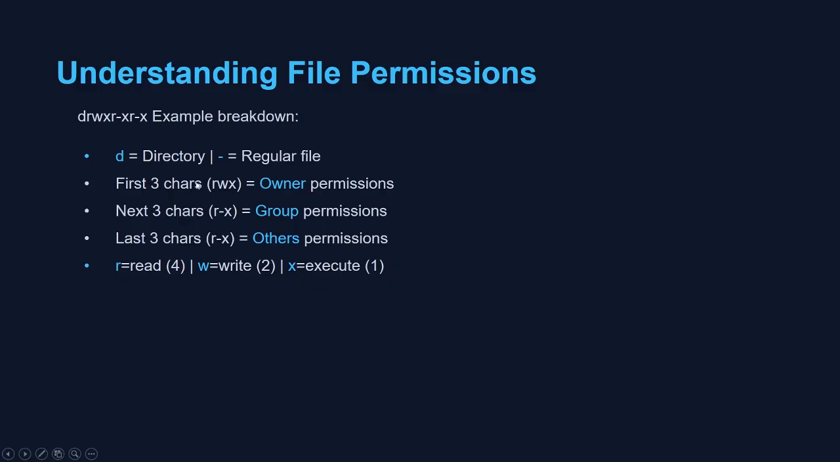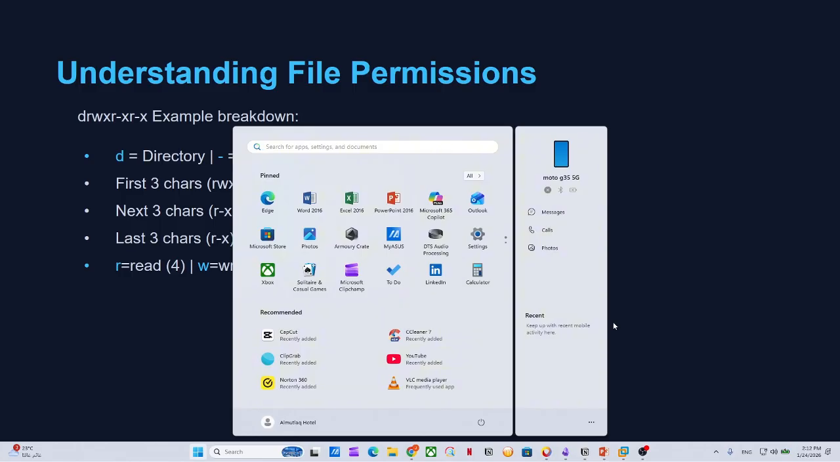Okay, and the first 3 characters here, D R W X. This RWX is the owner's permission, file owner or folder owner. Okay, the next 3 characters, R-X, are the group permission, and the last one, R-X, is the others' permission. Okay, R means read, represented by the number 4, W means write, represented by the number 2, and X means execute, which is 1. Let's go ahead and try it out here.